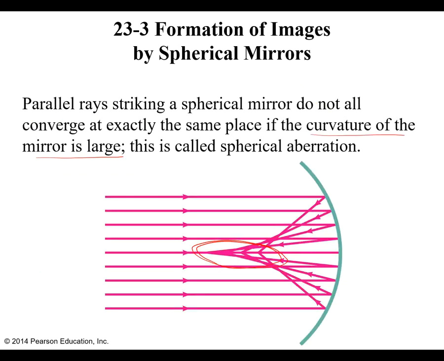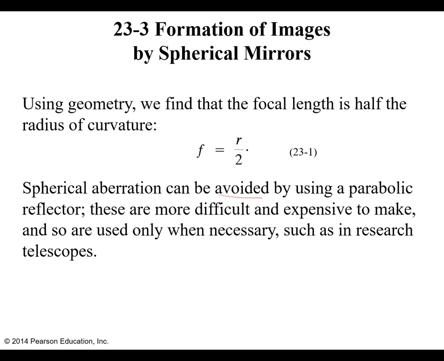Now, how do we avoid something like this? This is what we call spherical aberration. How do we avoid it? Well, sometimes we can avoid it by using what's called a parabolic reflector. It's not a perfect sphere, but it's a parabola. It's a parabolic mirror. By doing that, it forces all of the light to be reflected at the same point. They can all cross at the focal point. However, doing that is much more difficult and expensive. So that's only used in particular circumstances, such as with telescopes and other research projects.